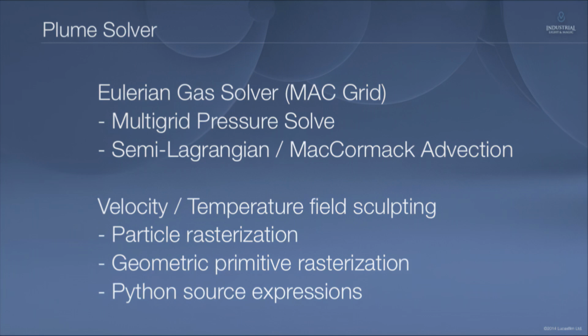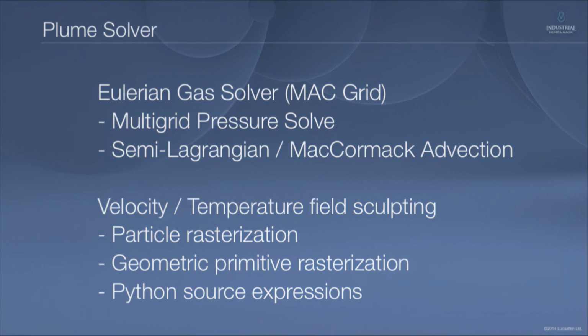In terms of inputs, we have these three: the particle rasterization, which is very fast. We routinely pump 1 or 2 million particles per time step into the engine very quickly without noticing. Geometric primitives get rasterized onto the grid, modulated by some Perlin noise to break it up, and the Python source expression. I'm going to go into more detail about this.